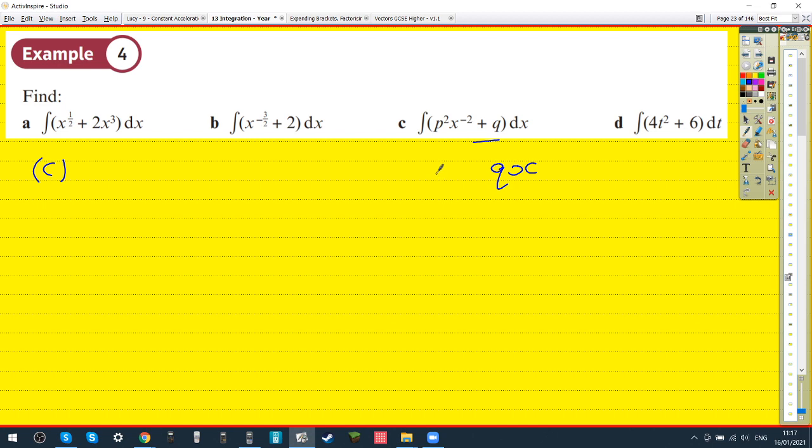So that'd be minus x to the power of minus 1. And so it would be minus p squared x to the minus 1. Because if it was 9x to the minus 2, the integral would be minus 9x to the minus 1. 9 is 3 squared, so it's the same thing. It's just a letter representing a number. And how about part D?